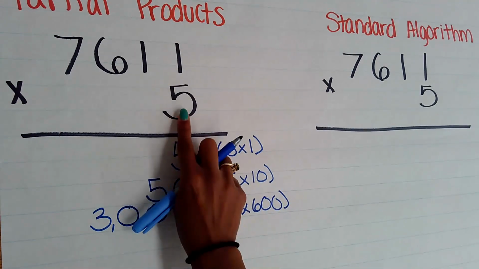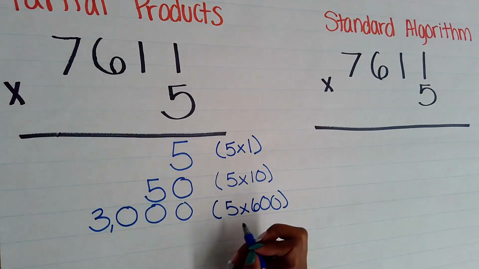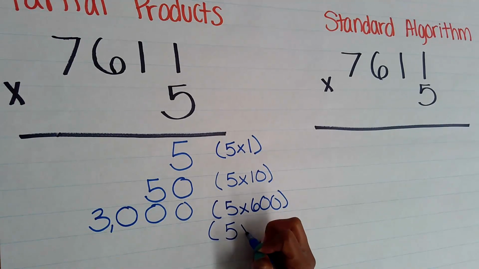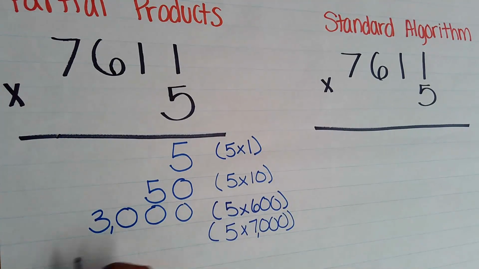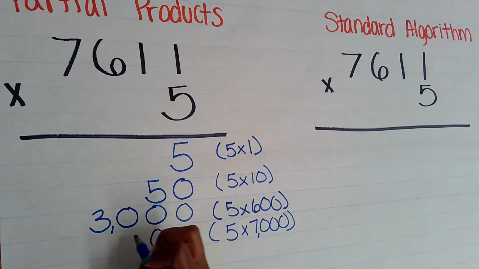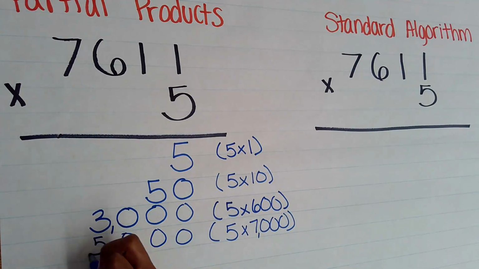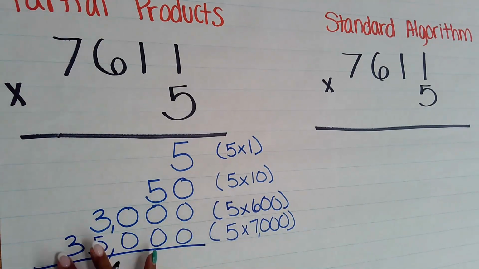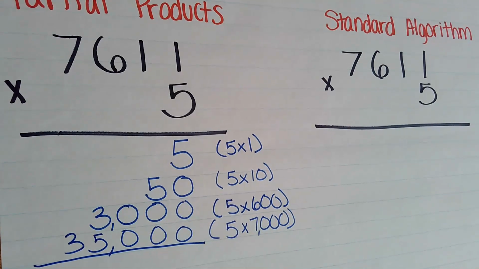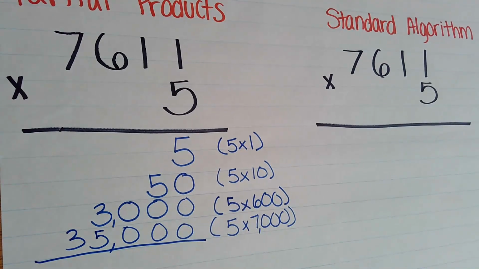And my last one would be 5 times 7,000. So my 7 is in the thousands place to give me 35,000. So these are what we call our partial products. They are part of the final product or the final answer.